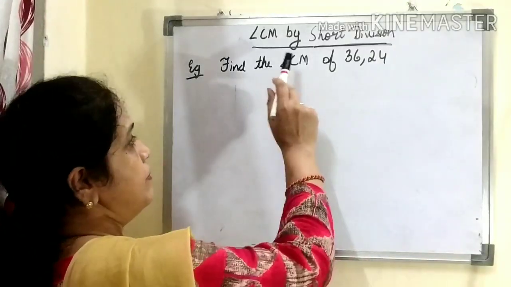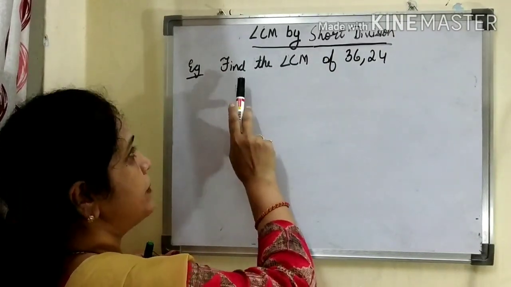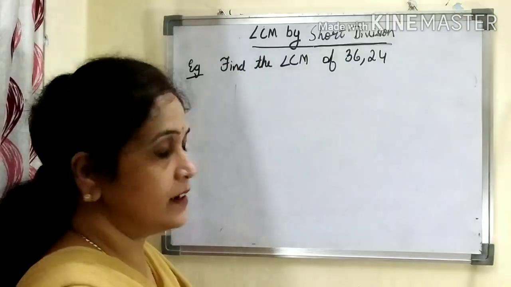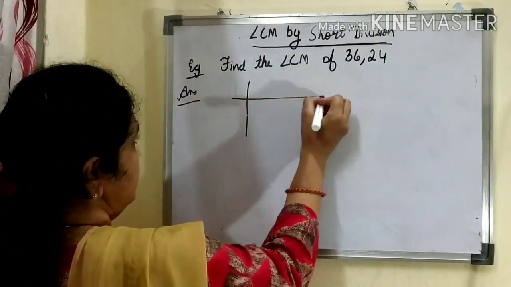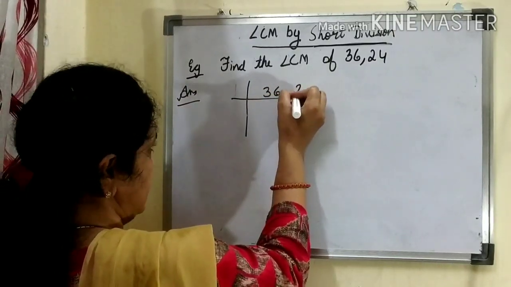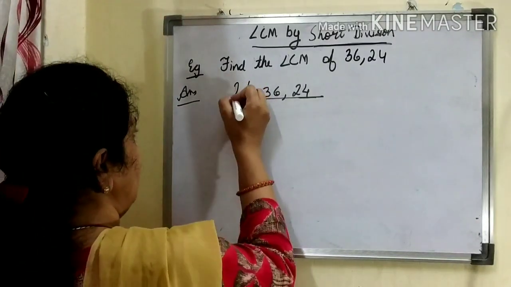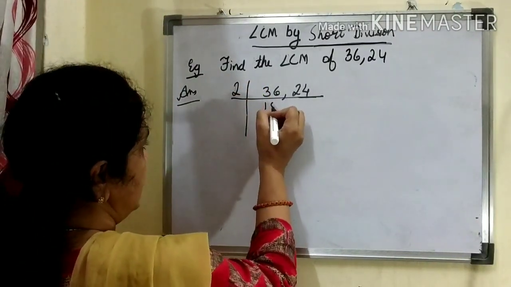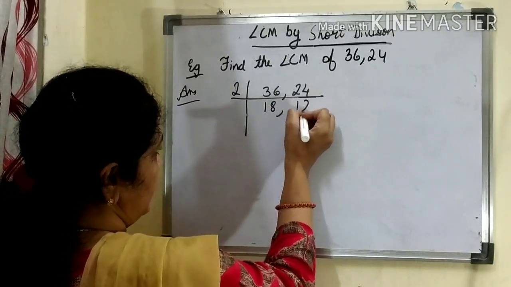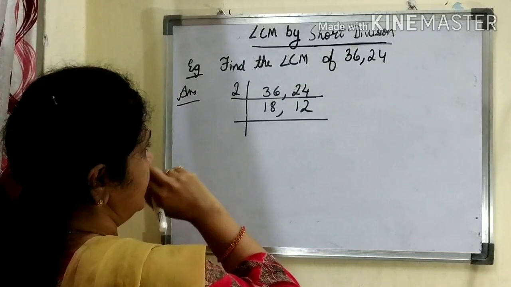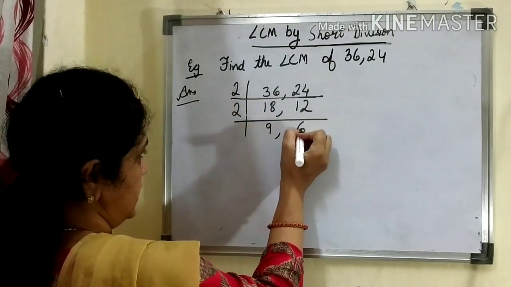Now next is LCM by the short division method. How to find LCM by the short division method? For example, find the LCM of 36 and 24. In this method we will write 36 comma 24 in this manner, and we divide by the common factor. Now the common factor is 2, 2 18s are, start with the least prime number, then we find 2 12s are. Okay, then it will go again by 2. Okay, 2 9s are, 2 6s are.